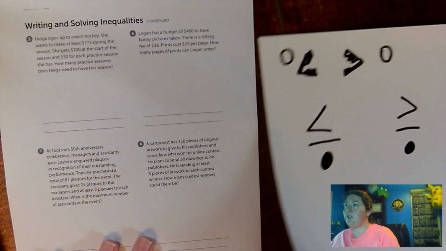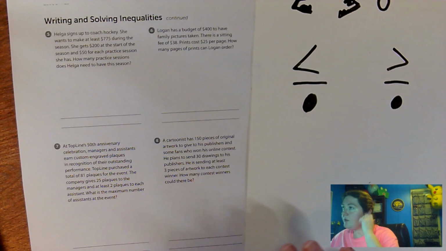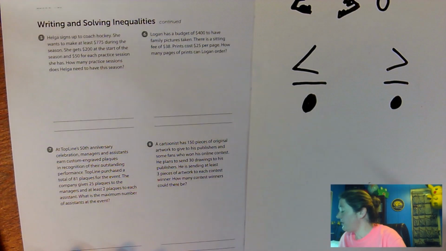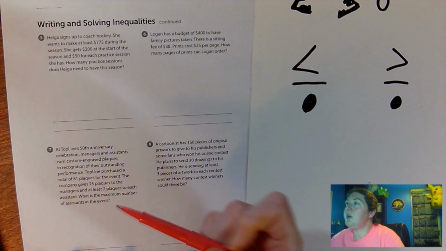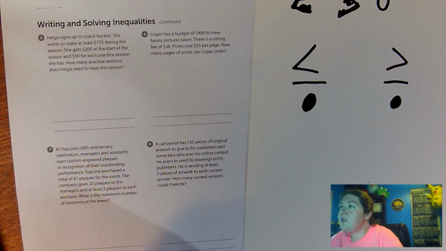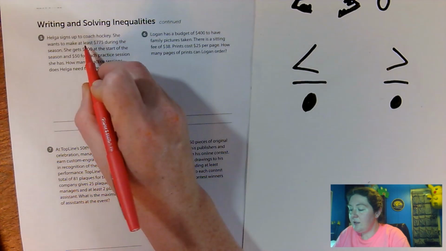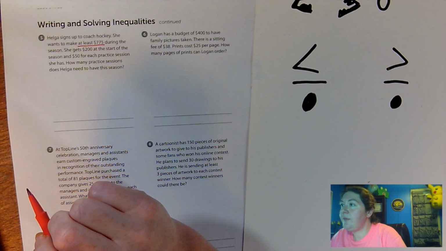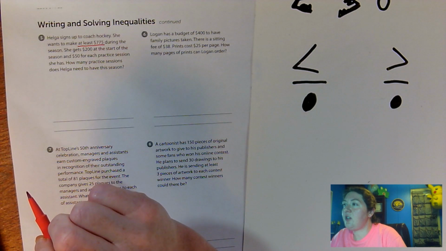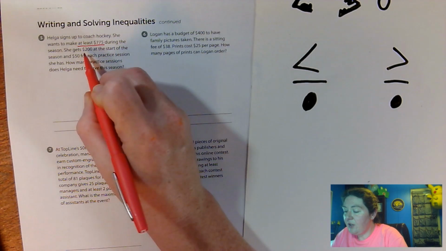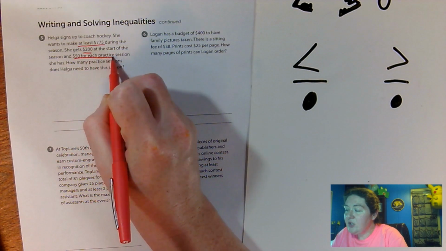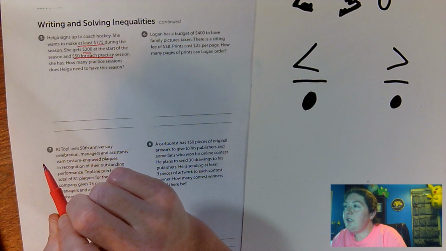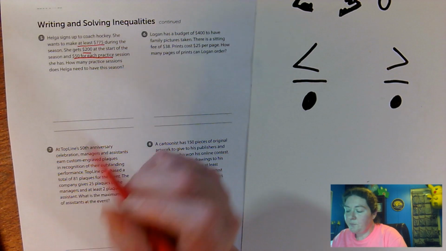Look at number 5. Let's see what Helga's got going on. Number 5 says, Helga signs up to coach hockey. She wants to make at least $775 during the season. She gets $200 at the start of the season and $50 for each practice session she has. How many practice sessions does Helga need to have this season?